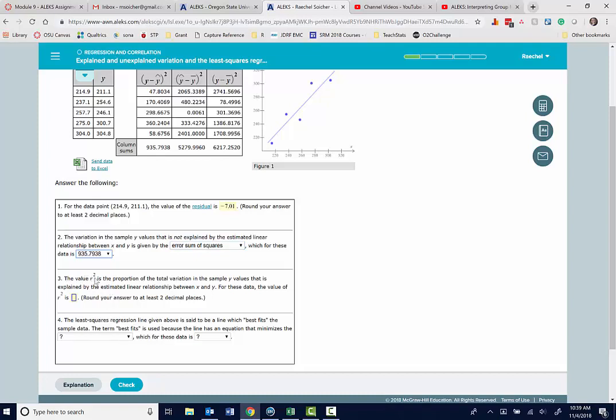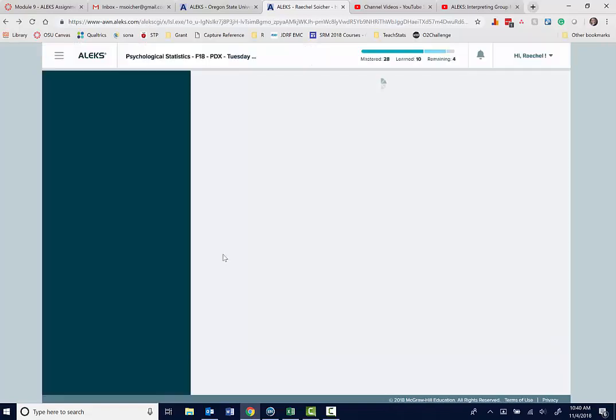The value r squared, so moving on to number 3, the value r squared is the proportion of the total variation in the sample y values that is explained by the estimated relationship. So r squared is always the regression sum of squares, which in our case is 5279 point, I'll round your answers up, so we're going to go 5280.00.